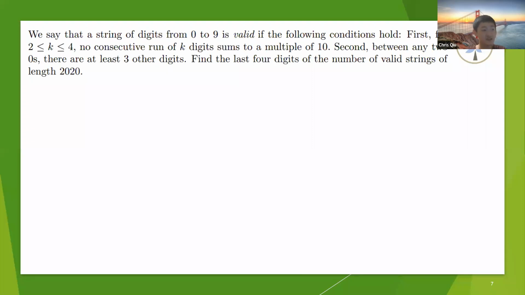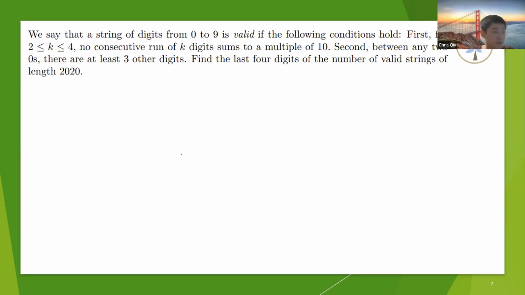So we see that a string of digits from 0 to 9 is valid if the following conditions hold. First, for k between 2 and 4 inclusive, no run of k digits sums to a multiple of 10. So that is saying that no consecutive 2 digits sum to a multiple of 10, no consecutive 3 digits sum to a multiple of 10, and no consecutive 4 digits sum to a multiple of 10.